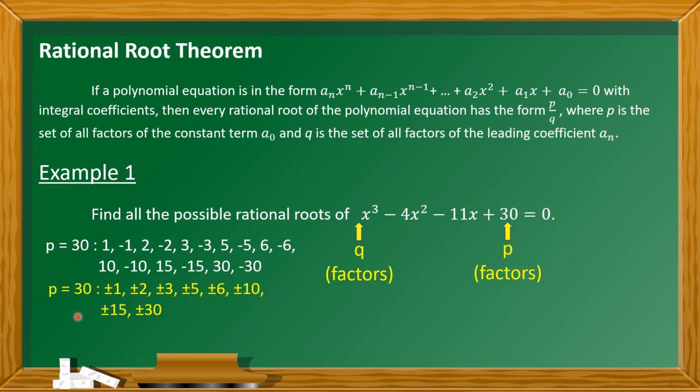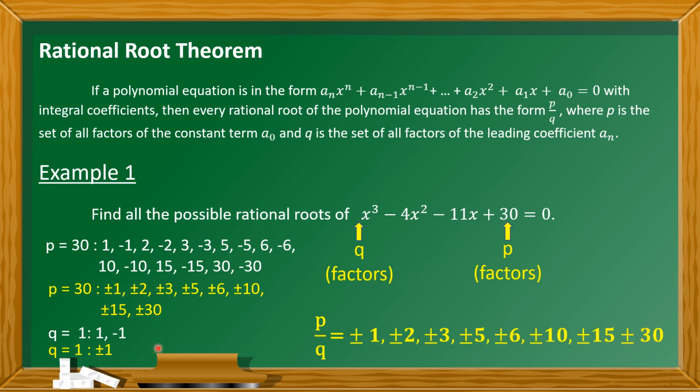Pwede rin nating isulat yan as positive and negative 1, positive and negative 2, positive and negative 3, positive and negative 5, positive and negative 6, positive and negative 10, positive and negative 15, positive and negative 30. Para naman sa ating q, which is 1, the factors are positive 1 and negative 1. Para makuha ang p over q, i-combine lang natin ang p and q. P sa ating numerator at ang q sa ating denominator.